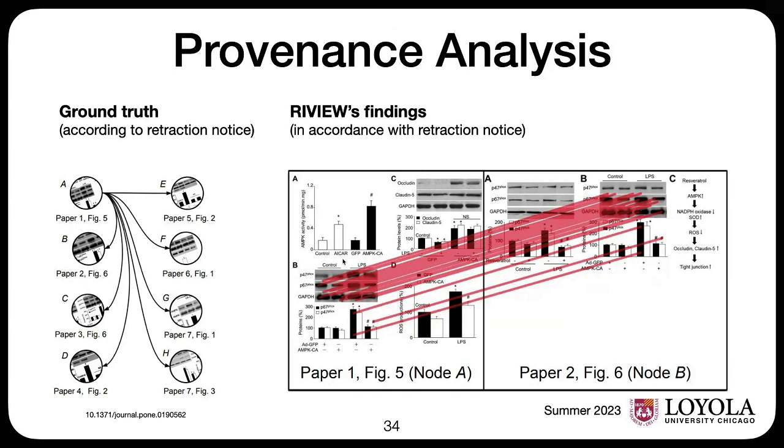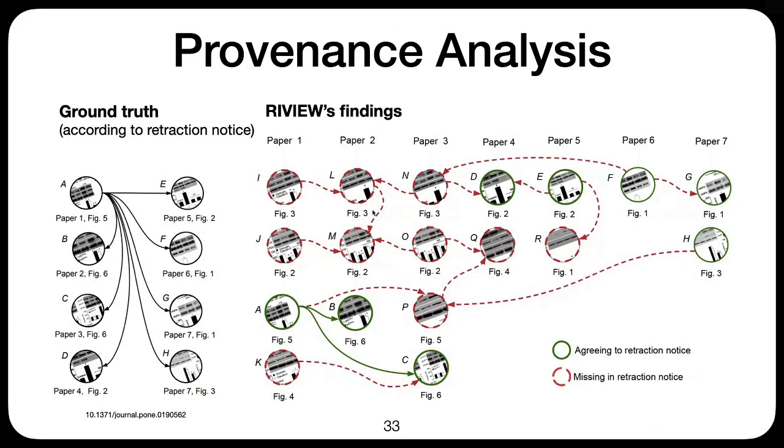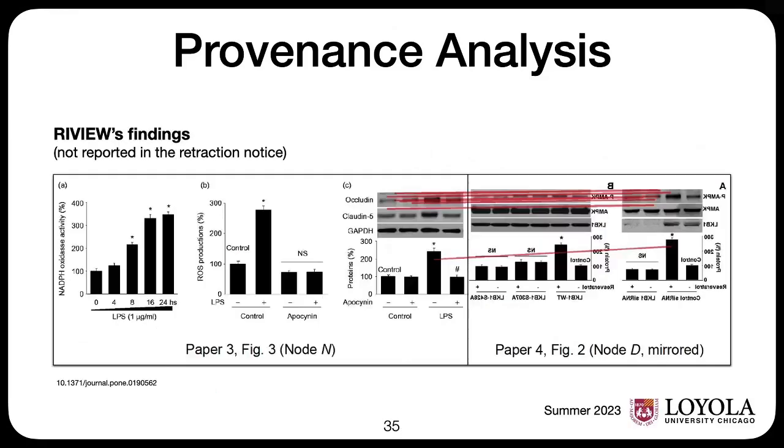But then comes the question, okay, what happens for the cases where we have red? Do we have false positives, or were they missed or not seen by humans? So we took a look at another pair, one of the red ones that was not documented in the retraction notice. When we take node N and node D from papers 3 and 4, you can see that they share information, and the interesting and sad thing is that in paper 4, the information is the same after a flip.